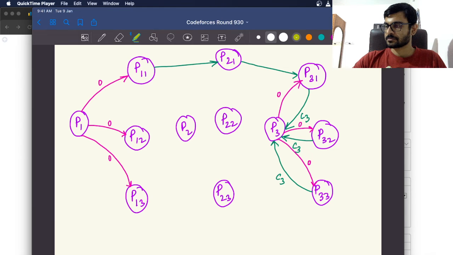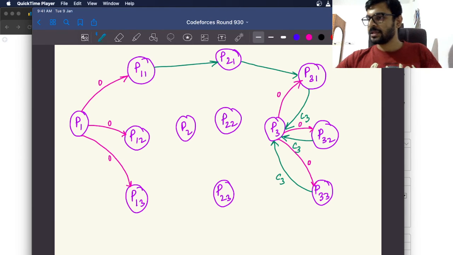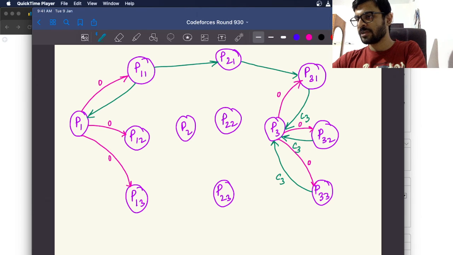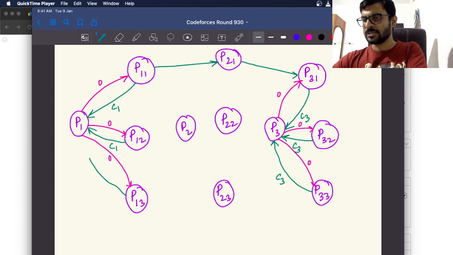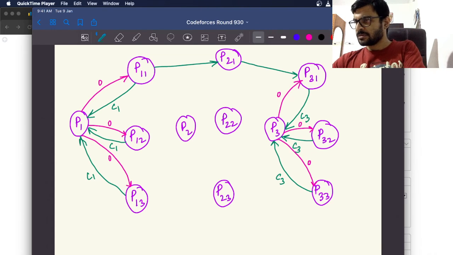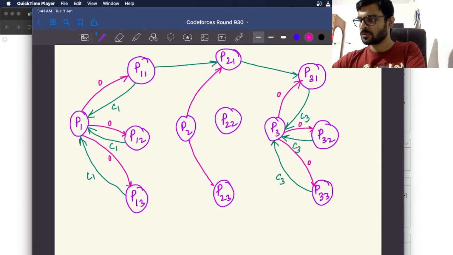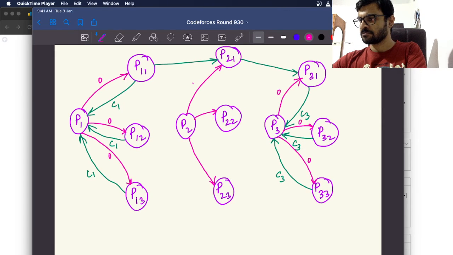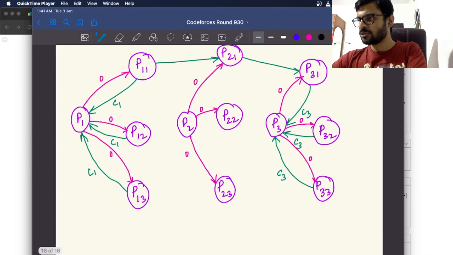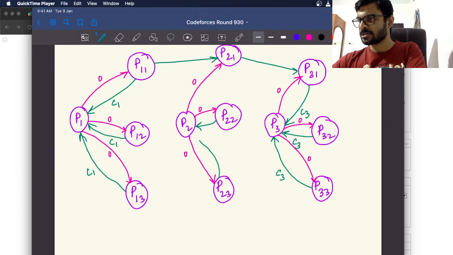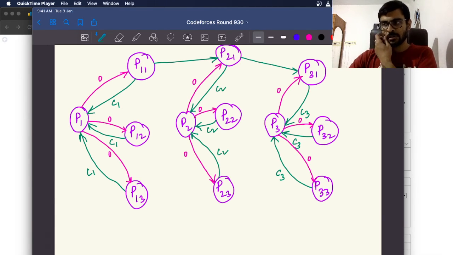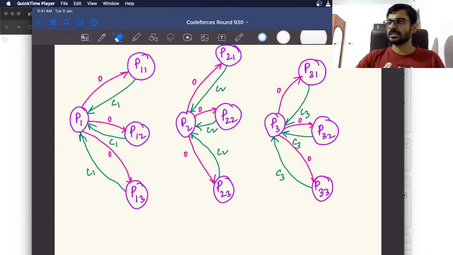Okay. If I complete the diagram, basically from here, coming over here, this is not needed, but this will be C1. Similarly, this one will be C1. This one will be C1. Similarly, over here, these will be 0, 0, 0. And coming to P2 will cost C2, C2, C2.